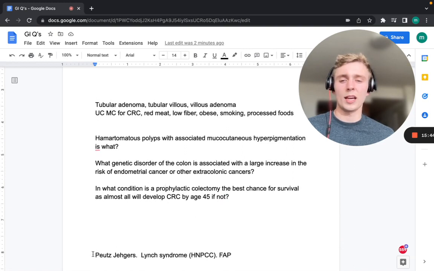So remember, Peutz-Jeghers is the hamartomatous polyps with the mucocutaneous hyperpigmentation. The genetic disorder is going to be Lynch syndrome, hereditary non-polyposis colorectal cancer. Lynch syndrome is the one that has endometrial cancer most commonly, and also other extracolonic cancers with it. So that's Lynch syndrome, HNPCC. And of course, the patients that will all develop colorectal cancer by 45 is going to be familial adenomatous polyposis, FAP. So they need a prophylactic colectomy for FAP.